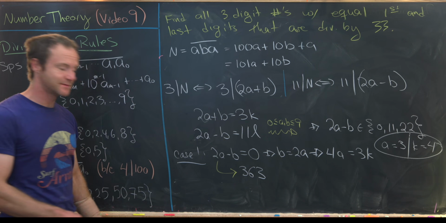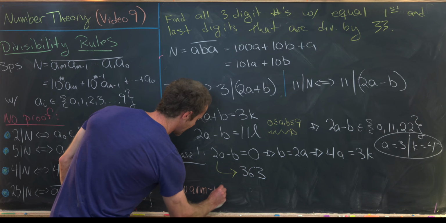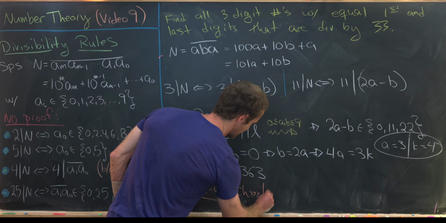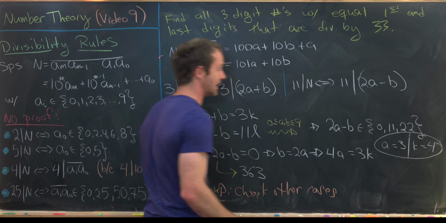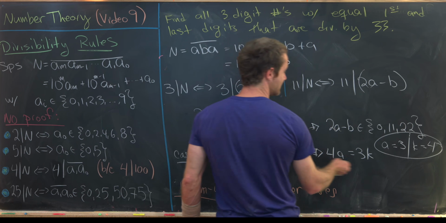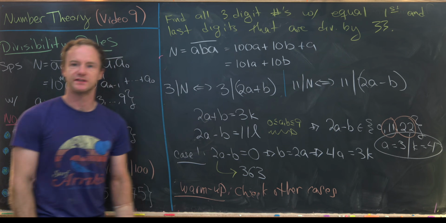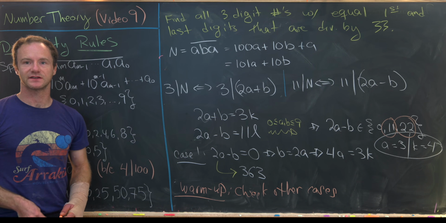363. Now, as a bit of a warm-up exercise, you guys should check the other two cases. So let's write that down. Check other cases. In other words, when 2a minus b equals 11 or 2a minus b equals 22, and see if we get any other solutions to this puzzle. And that's a good place to stop.